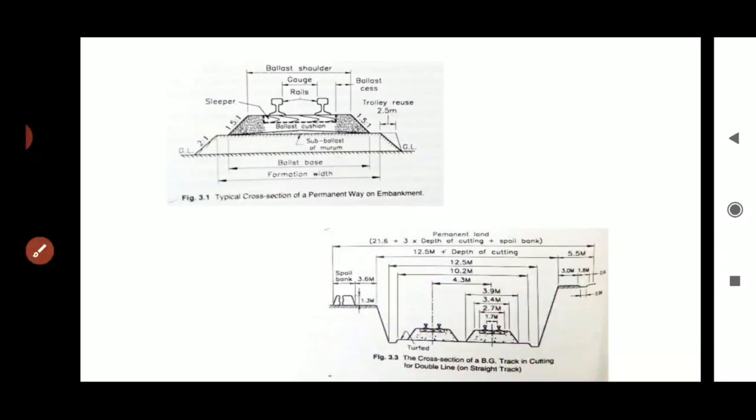And here you can see this is one rail line. So this is the cross sectional view of the single broad gauge railway track on the embankment, as here the railway track is provided at the embankment and here the railway track is provided at the cutting.